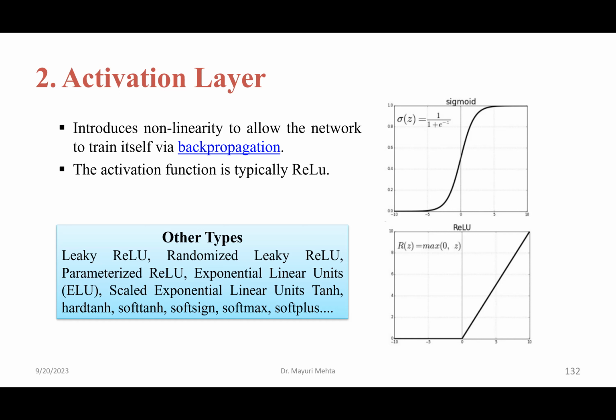And the activation function we usually use in CNN is ReLU. So this activation function is usually used, though we have other activation functions like leaky ReLU, randomized leaky ReLU, parameterized ReLU, exponential linear units, then scaled exponential linear units, then hard tanh, then soft tanh, softsign, softmax, softplus. So many activation functions are there, but this ReLU is typically used.